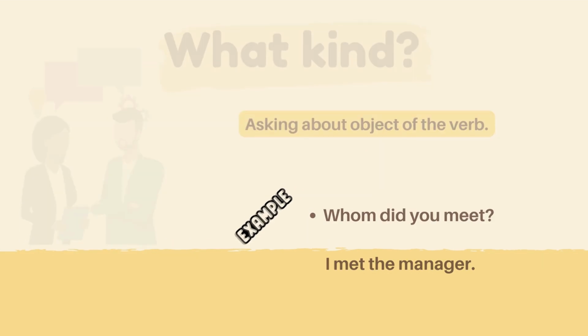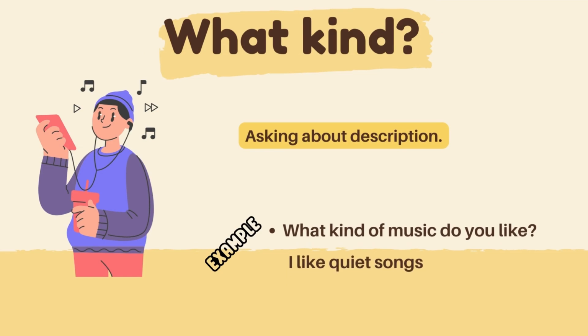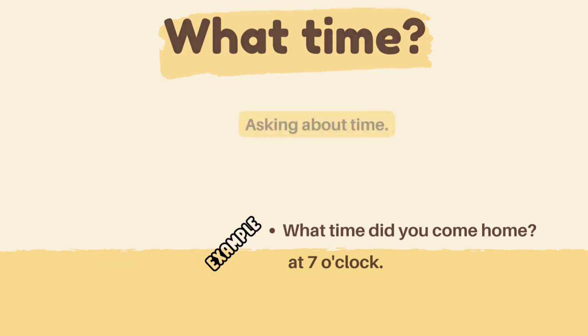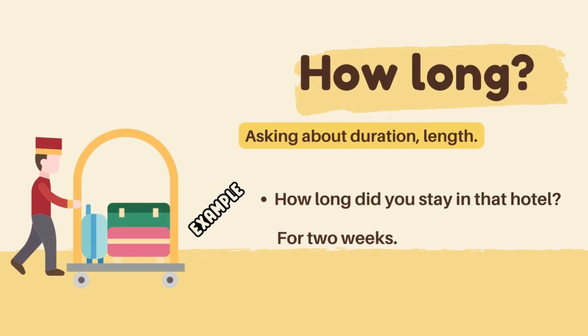I met the manager. We use what kind for asking about description. For example, what kind of music do you like? I like quiet songs. We use what time for asking about time. For example, what time did you come home? At 7 o'clock.